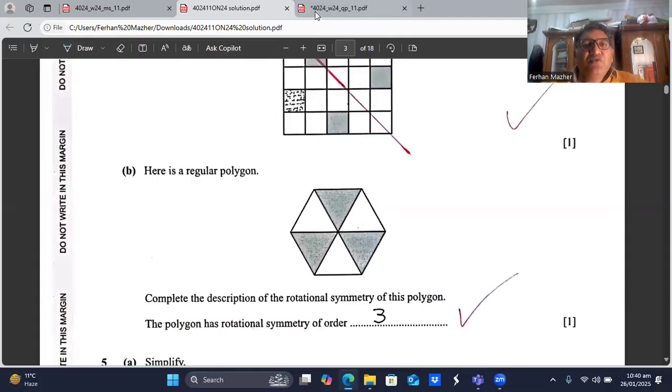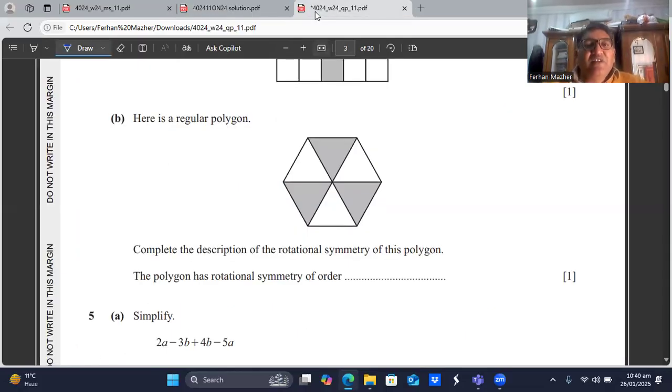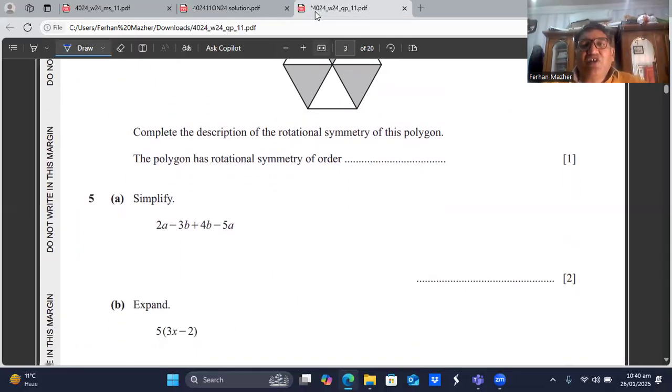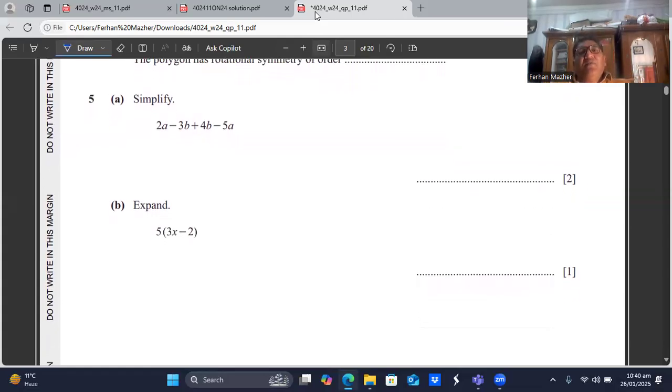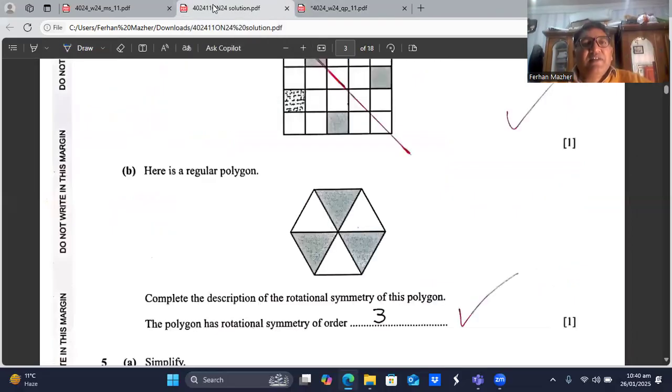I hope you understand. Okay, so we are going to the next question. The next question is question number 5, part A. It says, simplify. So here we have to simplify 2a minus 3b plus 4b minus 5a.